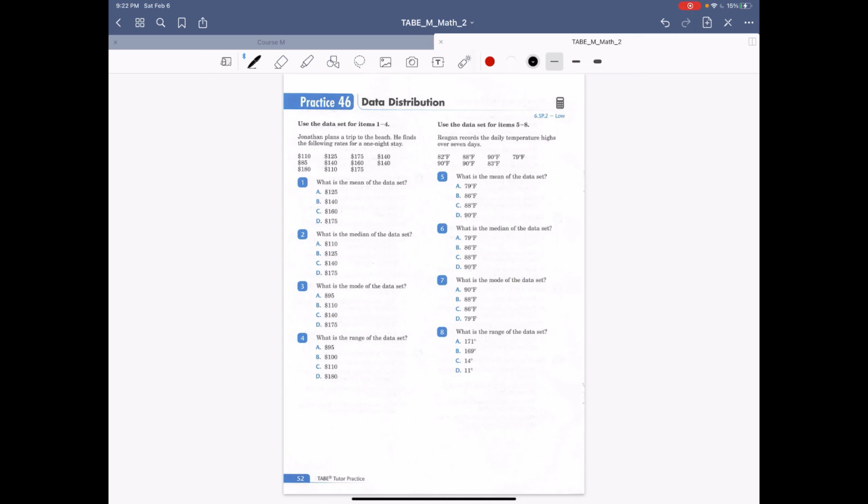Hello there, and welcome back for another practice video. This is practice 46 on page 52. We are still in unit 7 about statistical information, and in this one we are going to be looking at mean, median, mode, and range.